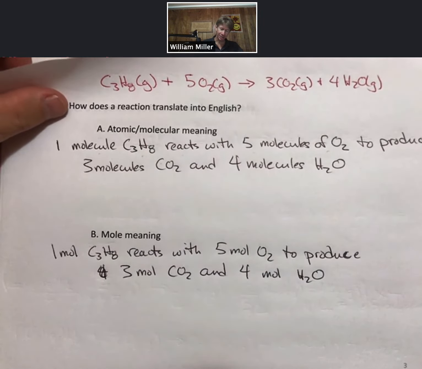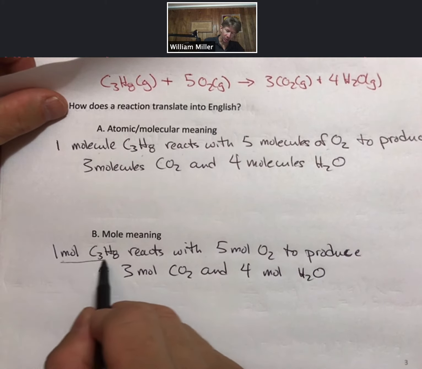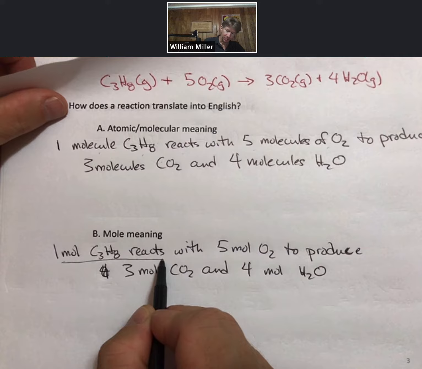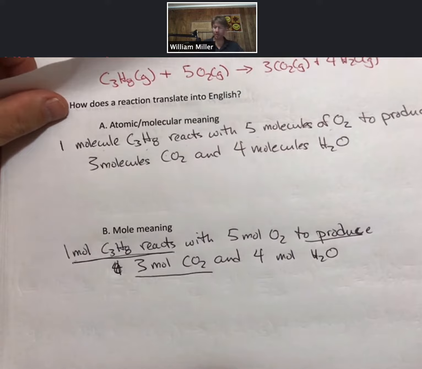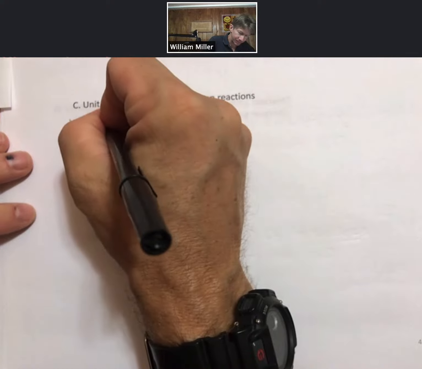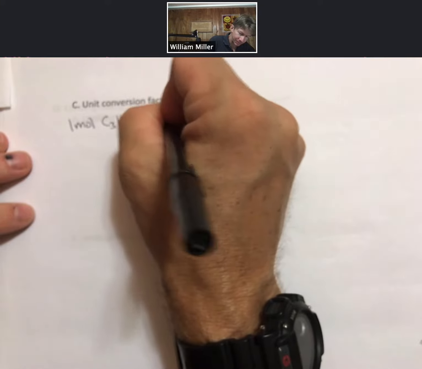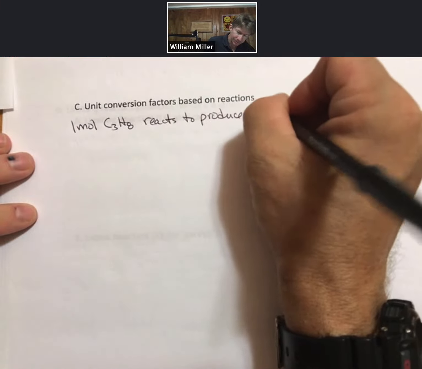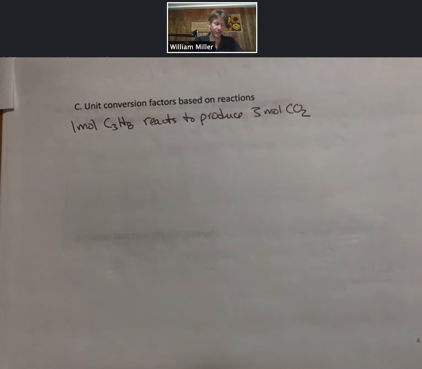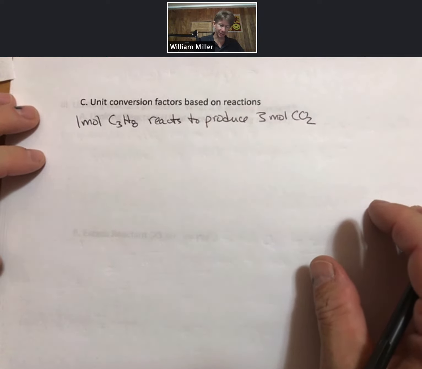And so the first one we're going to do is we're going to say 1 mole of C3H8 reacts to produce 3 moles of carbon dioxide. So all we've done is we've taken part of that statement from the previous slide and we've written it out without the rest of it.